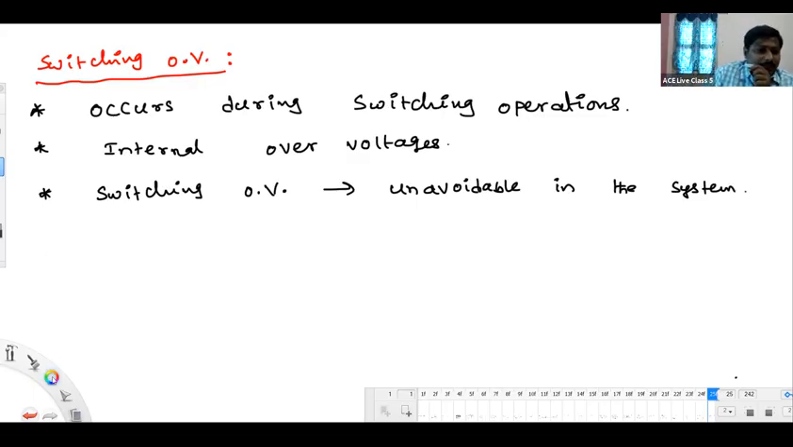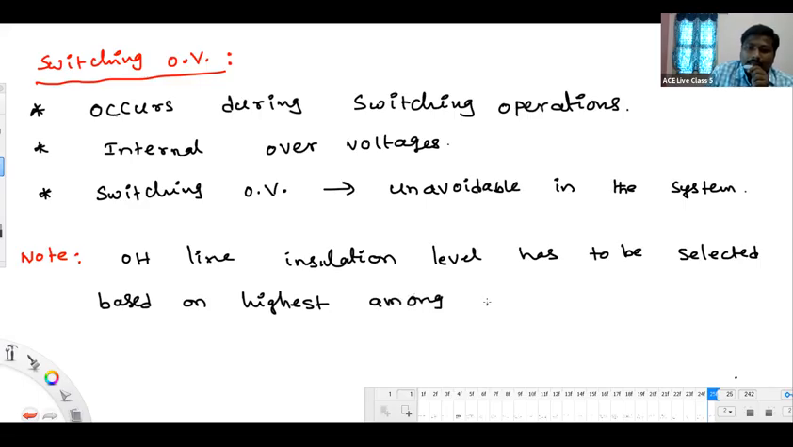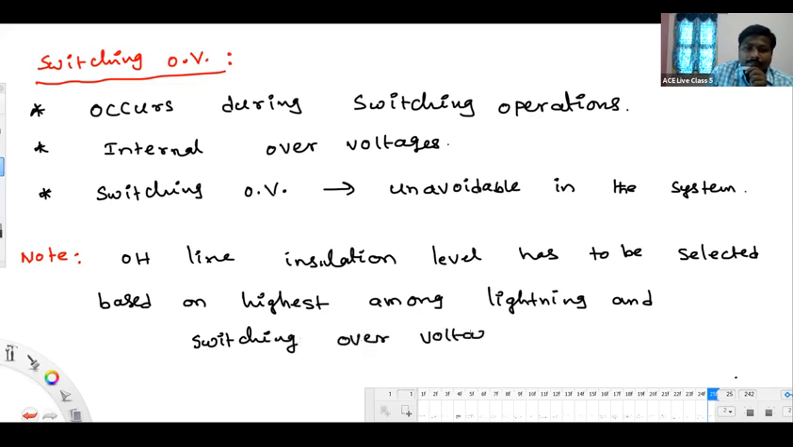Okay, let me write the point in a note. Overhead line insulation level has to be selected based on the highest among lightning and switching over voltages.